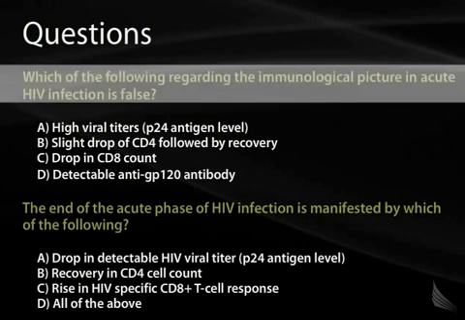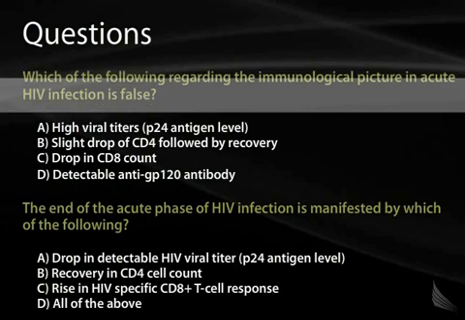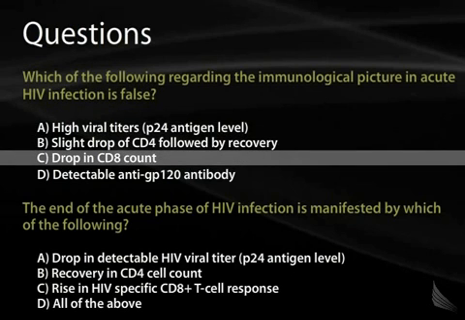Questions. Which of the following regarding the immunologic picture of acute HIV infection is false? A. High viral titers. That's true. B. Slight drop of CD4 followed by recovery. That's true. C. Drop in CD8 count? No, you don't see that till the very end where you march into AIDS. D. Detectable anti-GP120 antibody? Yeah, you'll see that in acute infection.